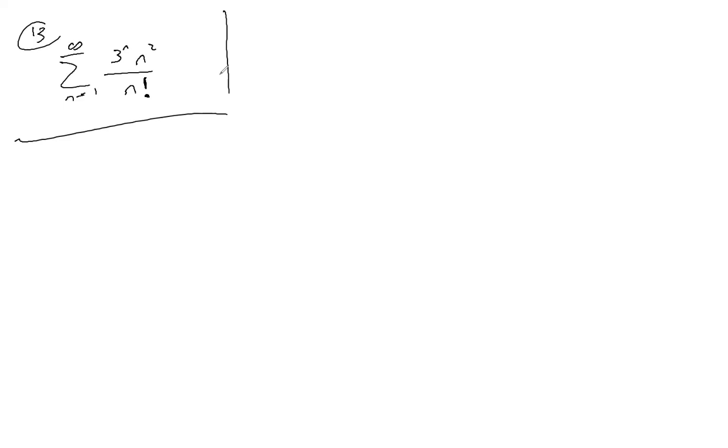Okay, so I got 13, 3 to the power n squared over n factorial. N factorial makes me think I should at least try a ratio test, so let's try that. So I need an plus 1 over an. Okay, let's see. An plus 1 would be 3 to the n plus 1, n plus 1 squared, over n plus 1 factorial. Dividing by an means multiplying by the reciprocal.